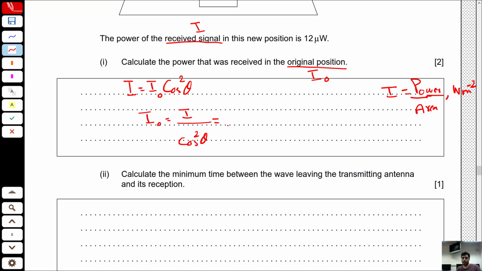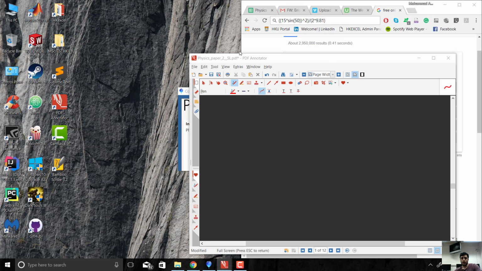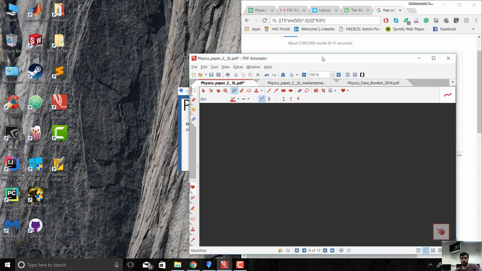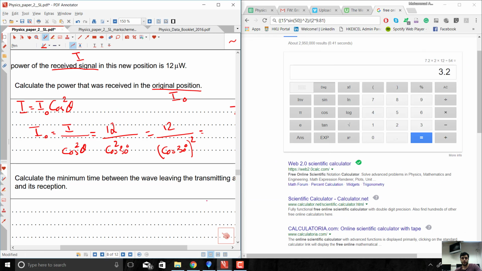So final intensity is 12 microwatt and our angle is cos of 30. Just be careful with this square. First you need to take cos of 30, then take the square. A lot of students make the mistake of taking cos squared of 30, which gives a wrong result. This is what this thing means. Let's use a calculator now, and make sure your calculator is in degree mode because our angles are in degrees, not radians.